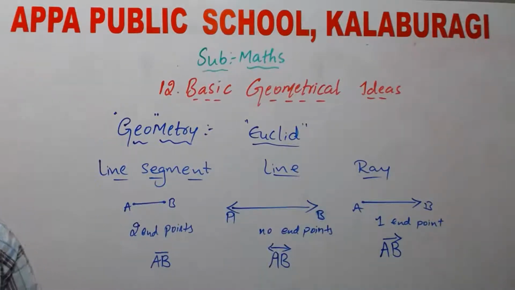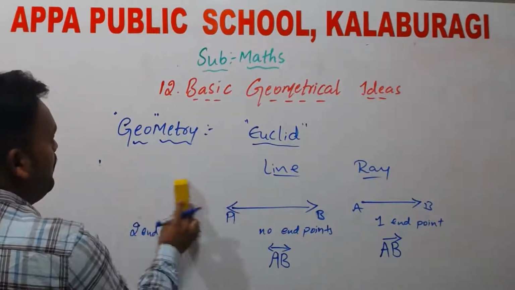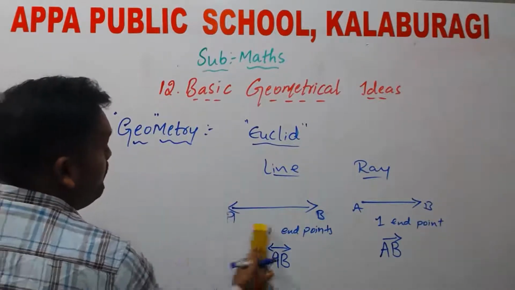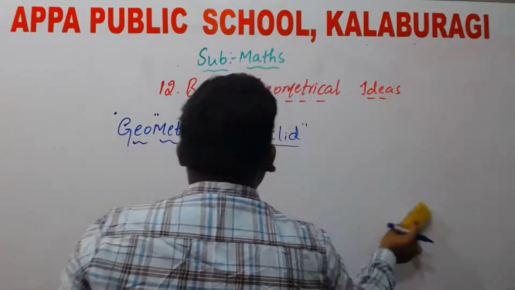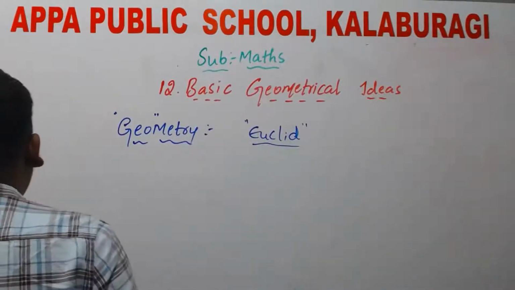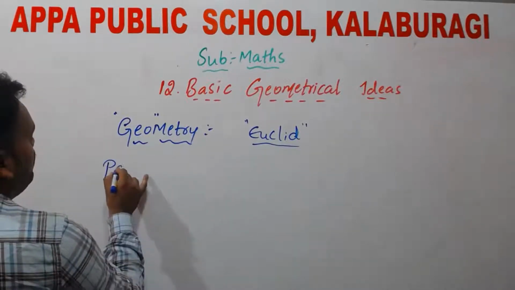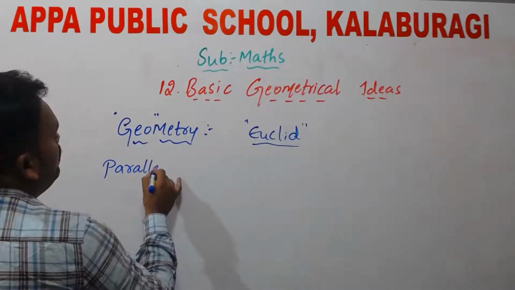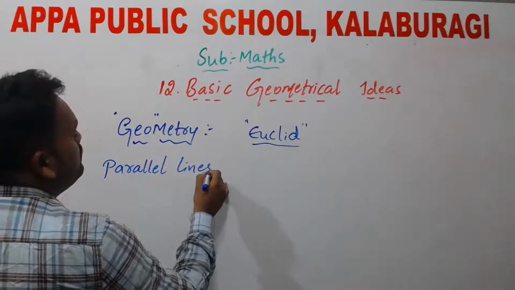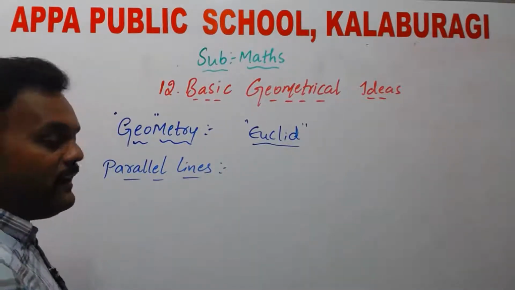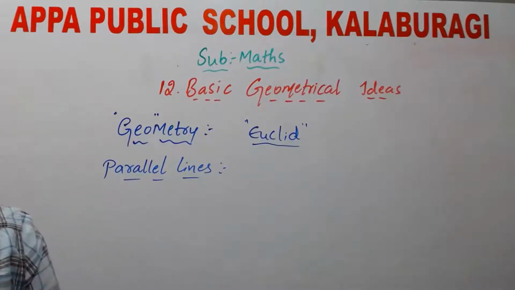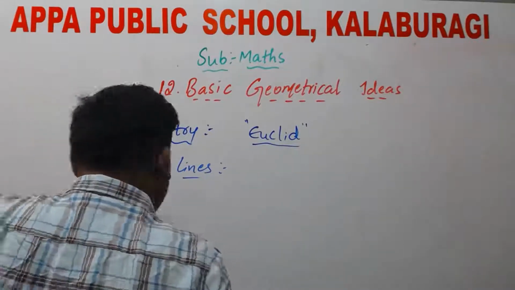Next is parallel lines. What are parallel lines? Then what are perpendicular lines? Now, what are parallel lines? Parallel lines means two lines which do not intersect each other.